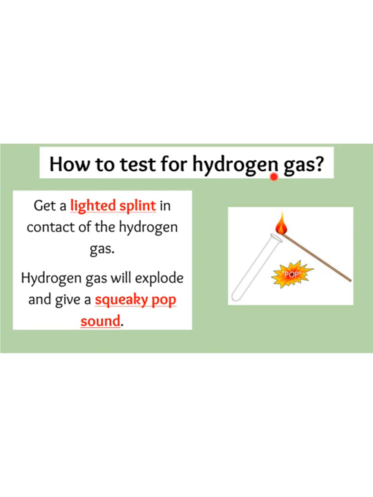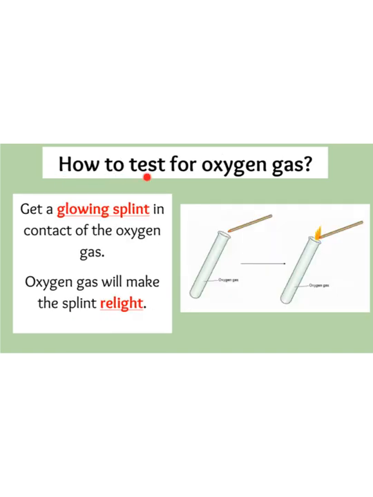How to test for hydrogen gas? Bring a lighted splint into contact with hydrogen gas. Hydrogen gas will explode, giving a squeaky pop sound. How to test for oxygen gas? Bring a glowing splint into contact with the oxygen gas. Oxygen gas will make the splint relight.